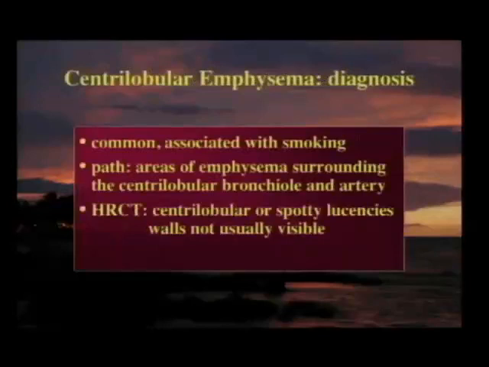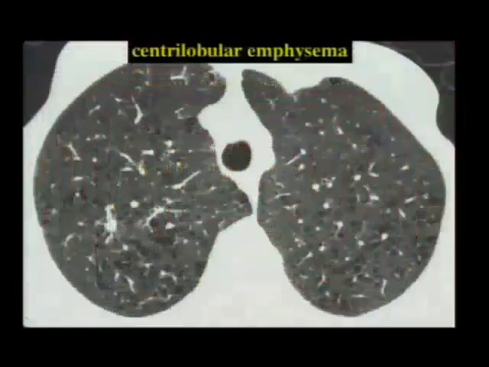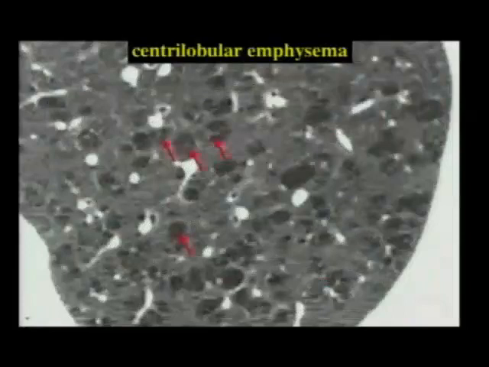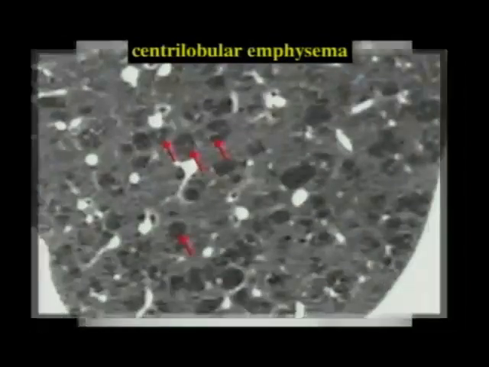High-res CT shows centrilobular lucencies, or sometimes simply spotty lucencies, without visible walls in most cases, and a distinct upper lobe predominance. This is what it looks like on high-res CT. You see these spotty lucencies involving the upper lobes without walls being recognized. If you look at a close-up view in that same patient, the red arrows are pointing to the centrilobular artery with the emphysema surrounding that. This is a typical appearance of centrilobular emphysema.